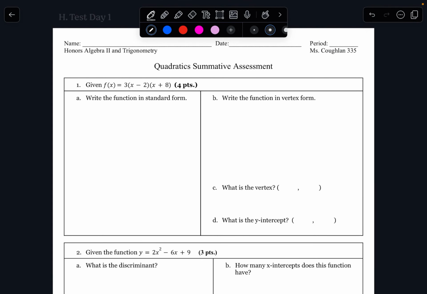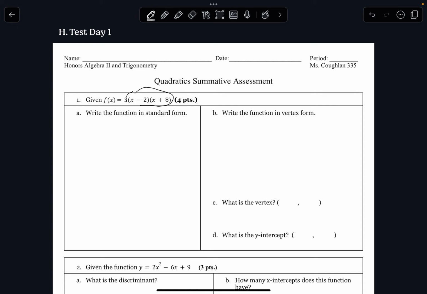Okay, in this first problem, you are going to be converting the function that was given to you in factored form into standard form. The first step for that is to take the two binomials together and multiply them. I'm going to use the area model. You are welcome to use FOIL.